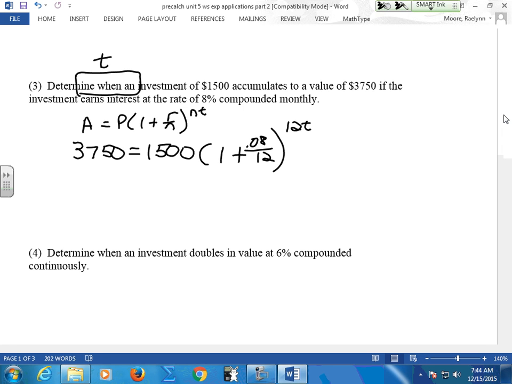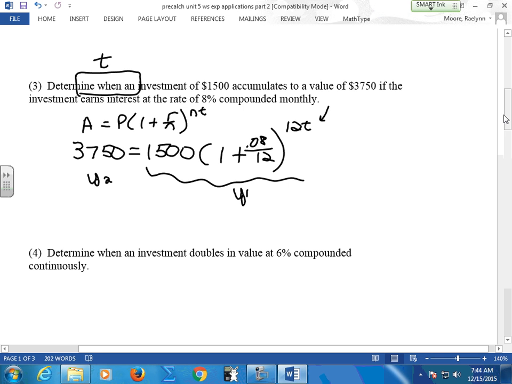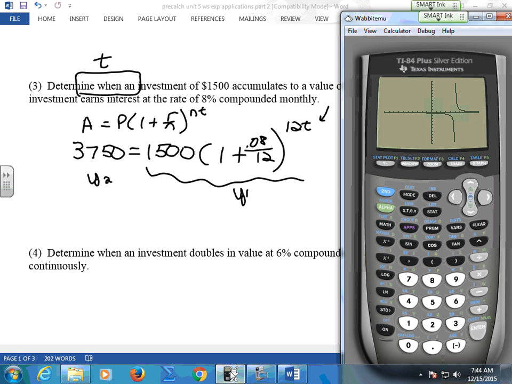So what we're going to do is put this in your calculator. We're going to put this in, and we're going to look for time. But what about 3,750? Well, how could we find where they intersect? We plug this into y1, and that's going to go into y2, and we're going to see where they intersect. Now we're going to have to play with your windows a little bit here.